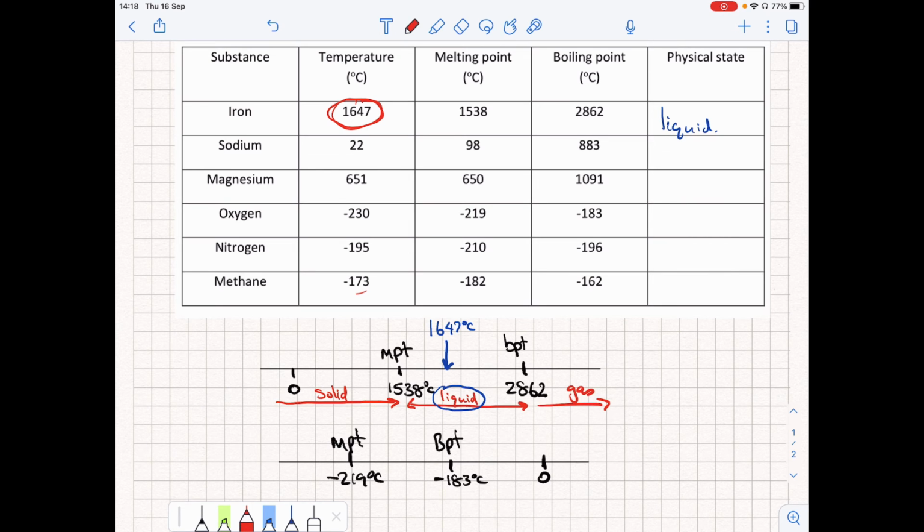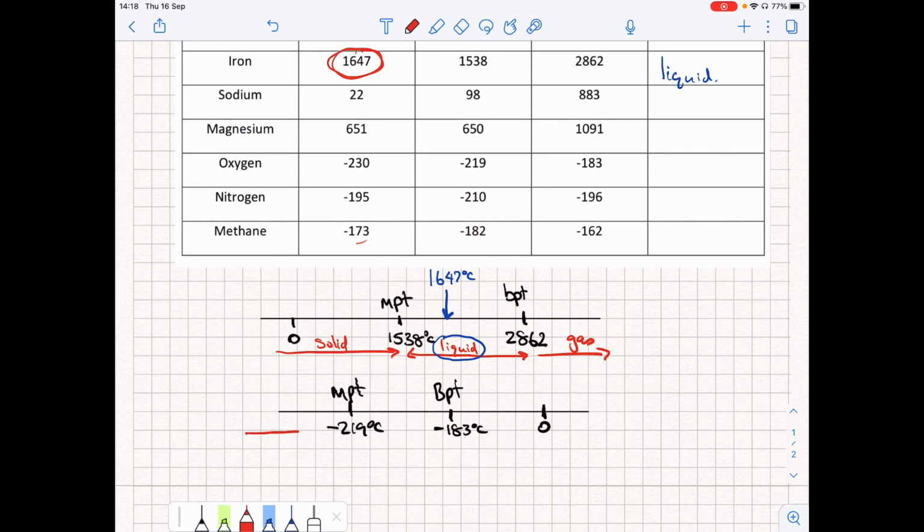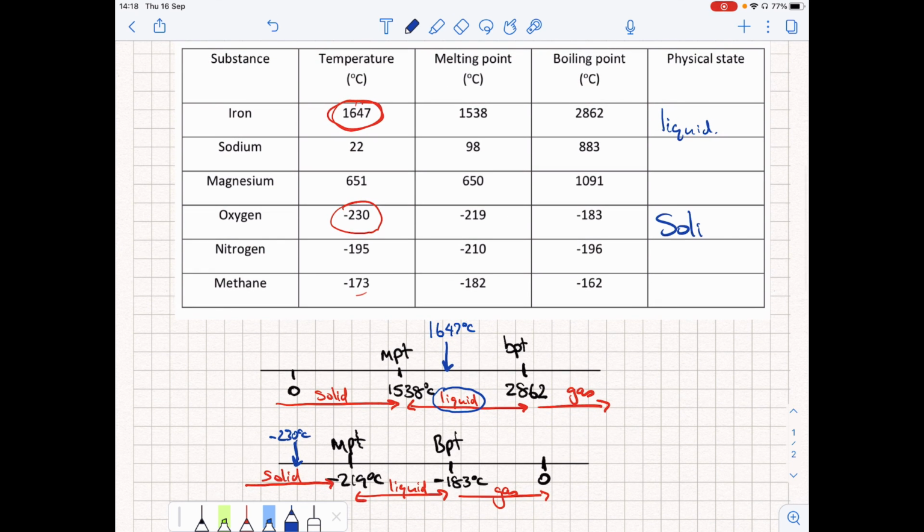So again, what this means is when I work from here up to this temperature, it's going to be a solid, and then in between these two, it's going to have melted but not yet boiled, so it's going to be a liquid, and then beyond the boiling point, it will be a gas. So I go to my table, it tells me it's minus 230. Minus 230 is way down here, degrees C. Therefore, in this example, the oxygen is going to be a solid.